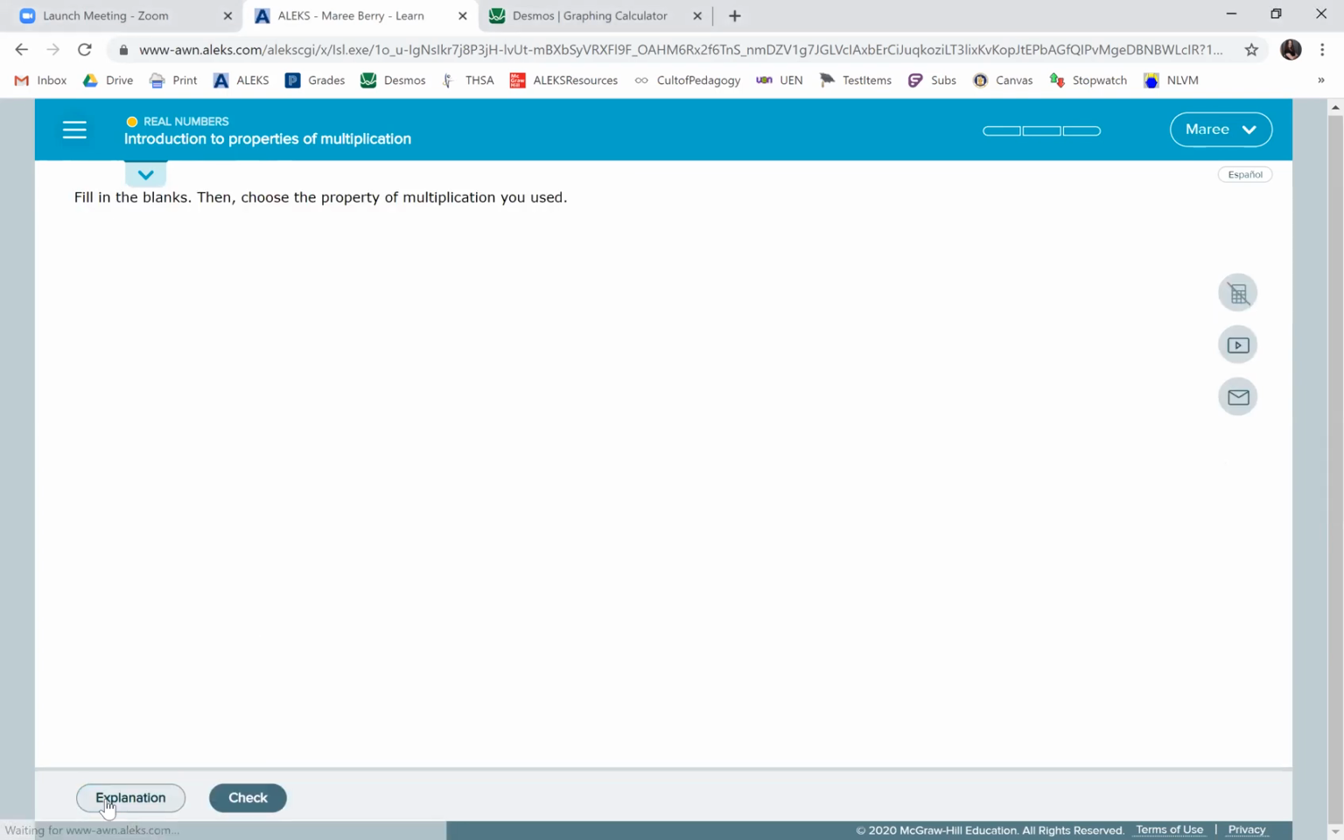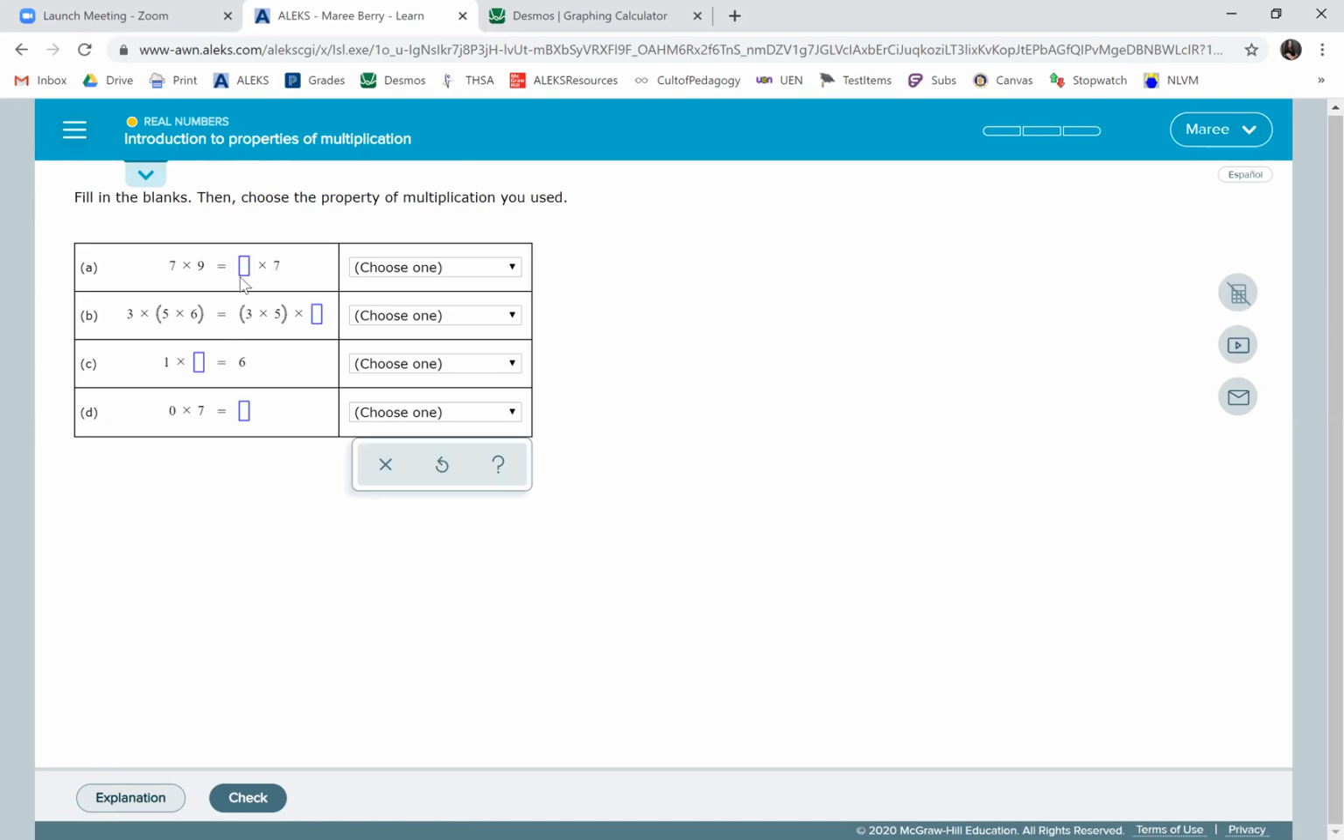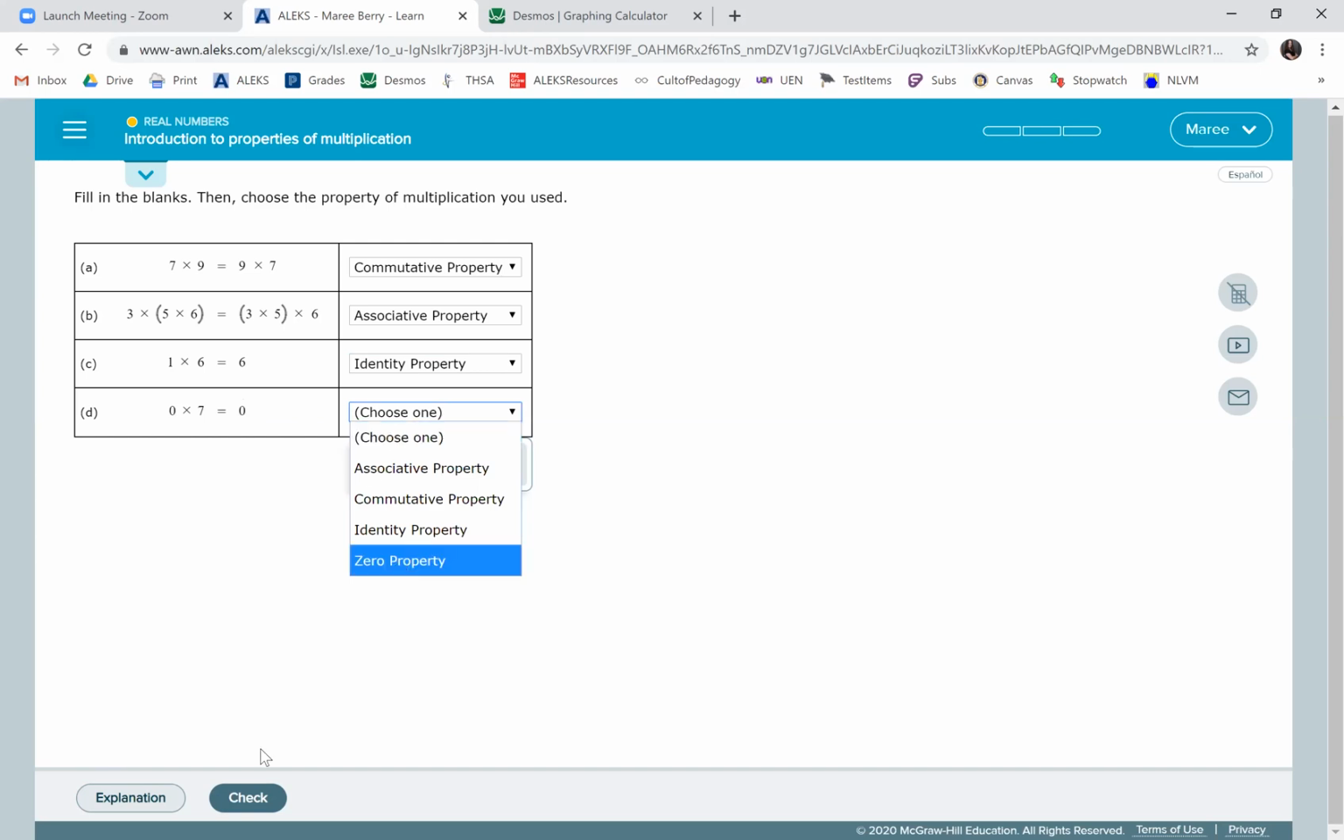So we'll do some examples where we get to do the drop down menu. So right here, we're just changing the order. So again, that's commutative. You're commuting the numbers to a different place. Here, the numbers are staying the same order. So this one's going to be 6. The parentheses change, so that's associative. We're multiplying by 1, so we're going to keep our identity. So that's the identity property. And then when we multiply by 0, we always get 0, and that's the 0 property.